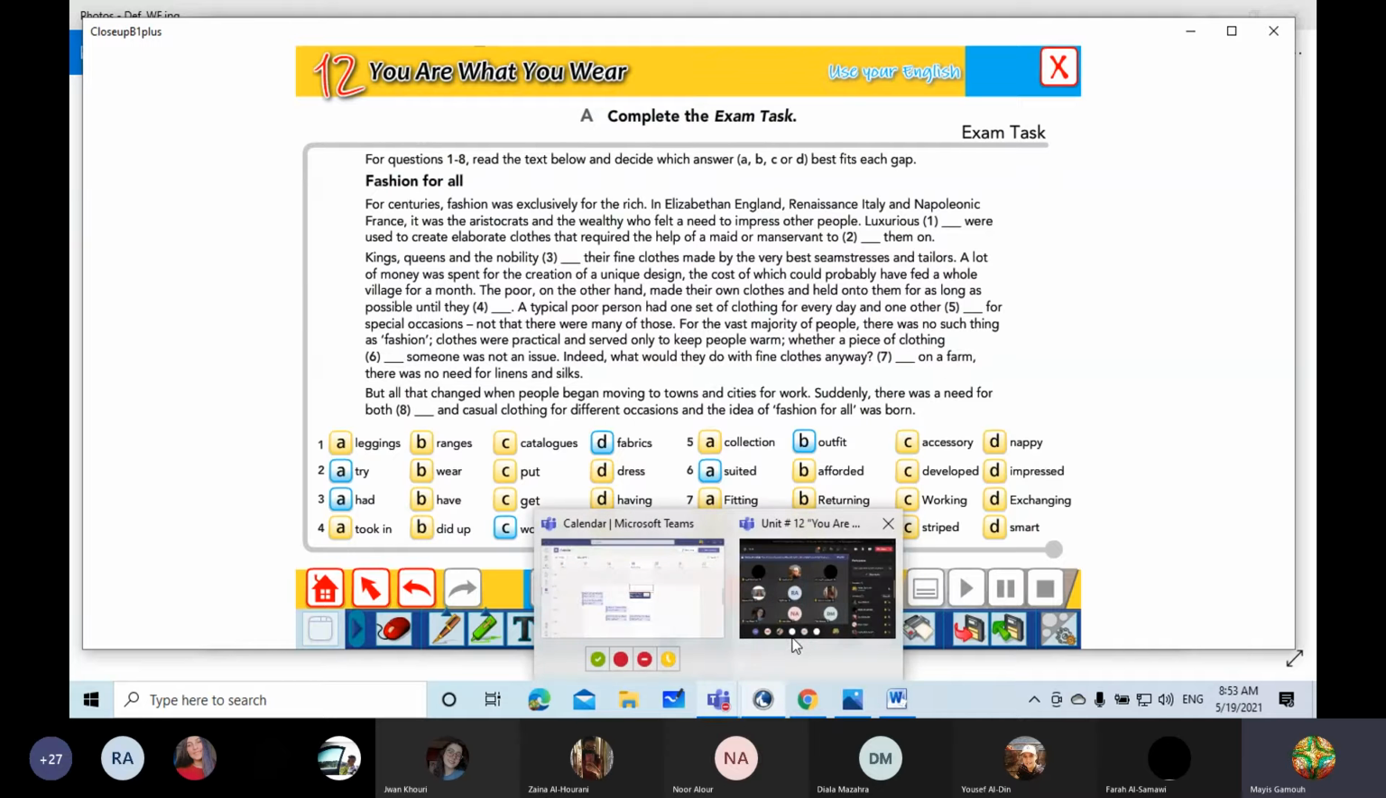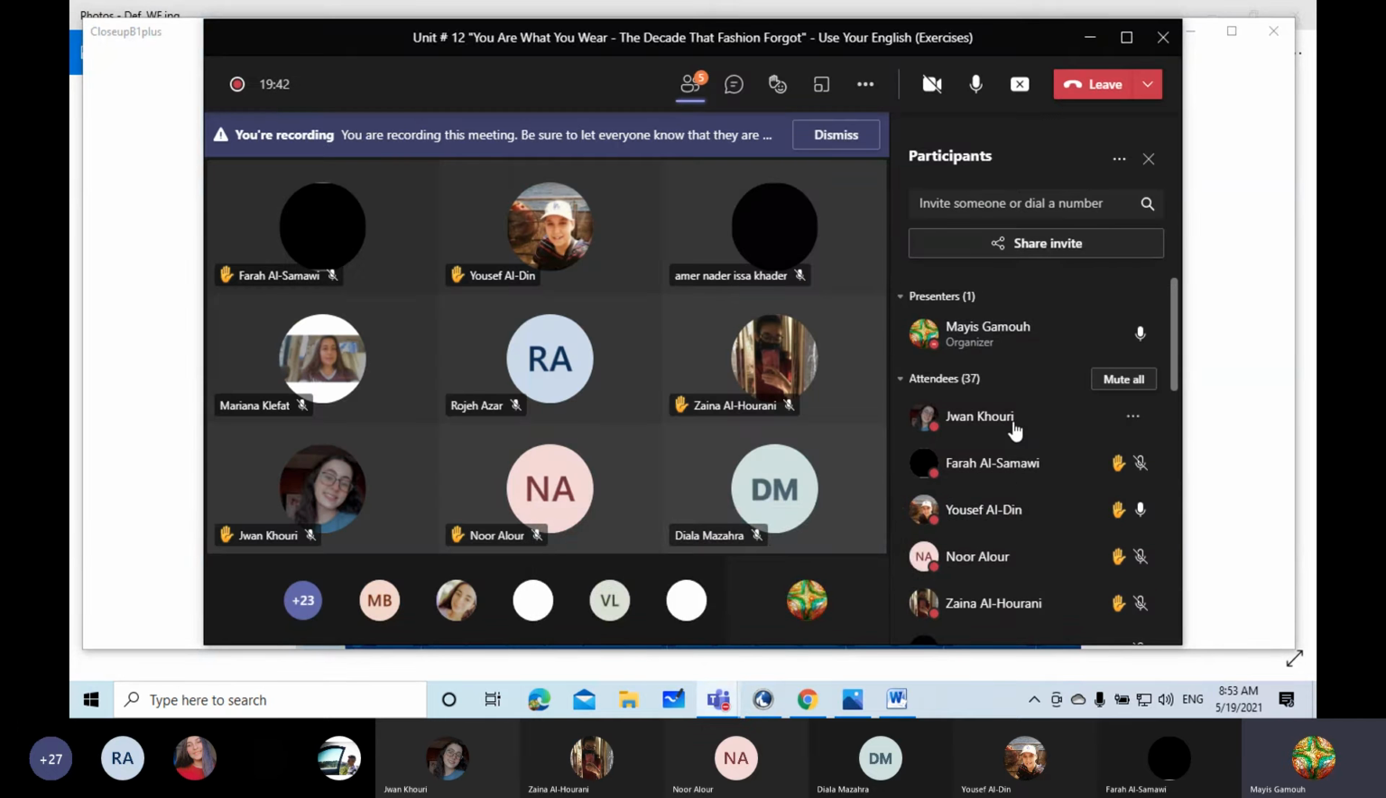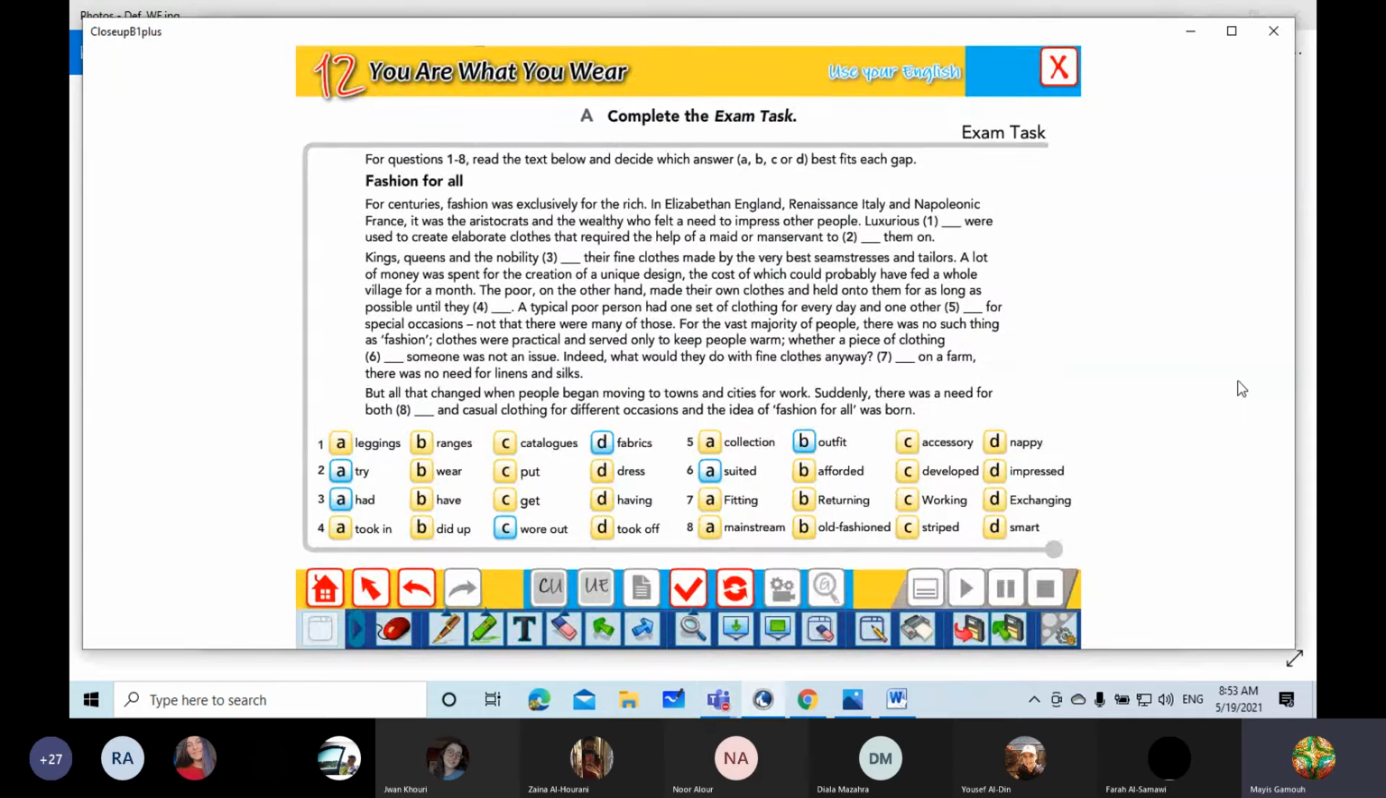Let me see in here. Do we have new hands? Same students. Let's go to Farah. Indeed, what would they do with fine clothes anyway? Working on a farm, there was no need for linens and silks. Yes, that's correct.